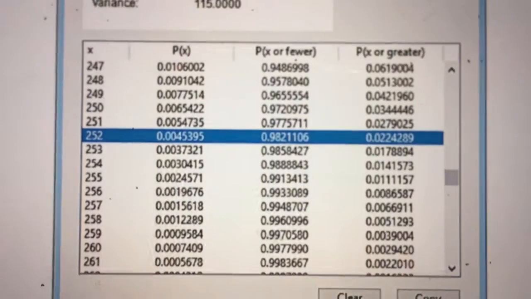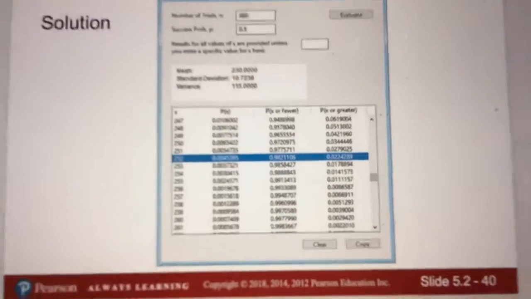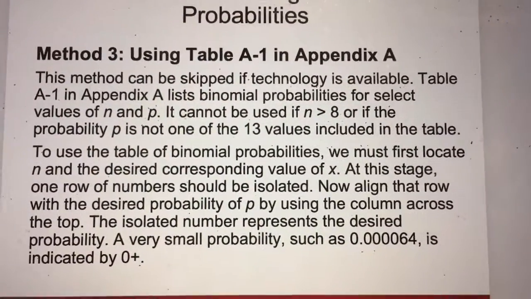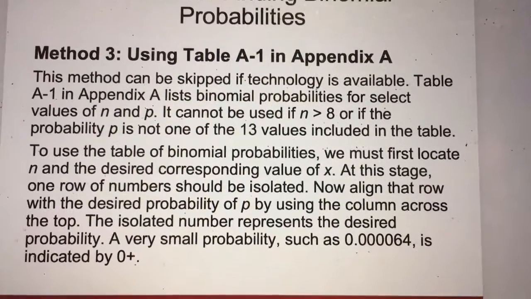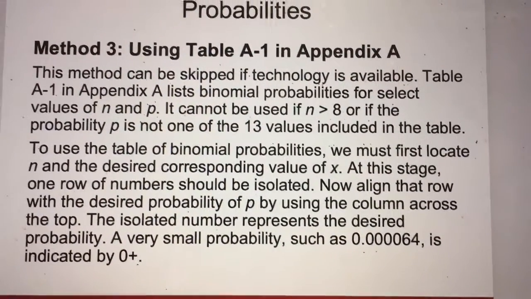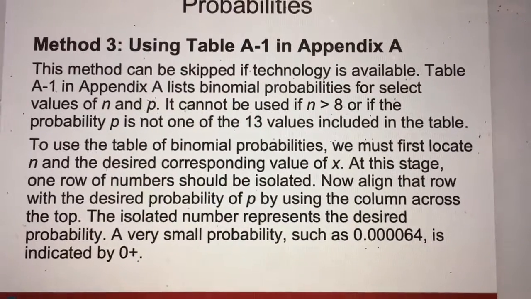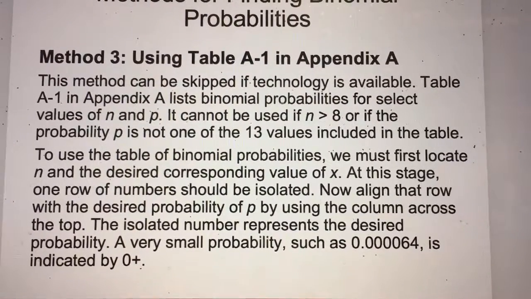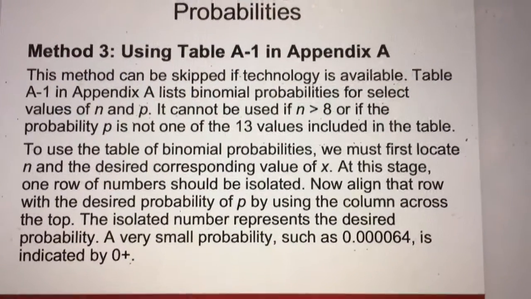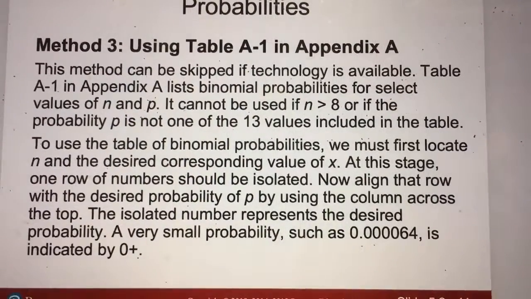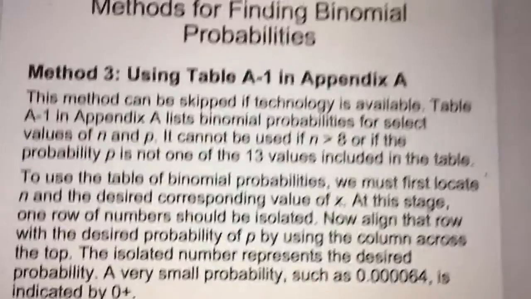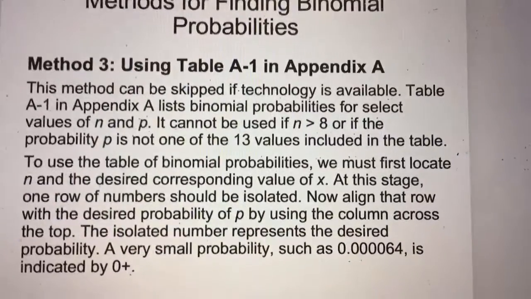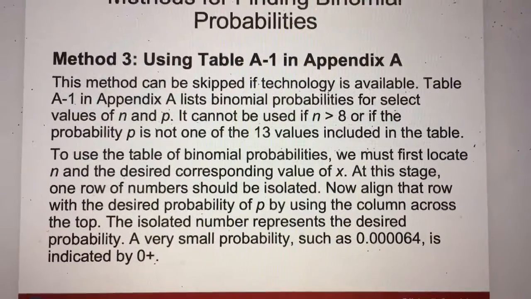So now we move to the next slide, and we're talking about doing the same thing, but we're going to use the Appendix A table to find the binomial by hand. This time we're going to use a different situation because our table does not go up to 460. Our table only goes up to n equal to 8, so we're very limited. Notice it says that we can only use the table when the technology is not available. That's the only time we would want to do it.